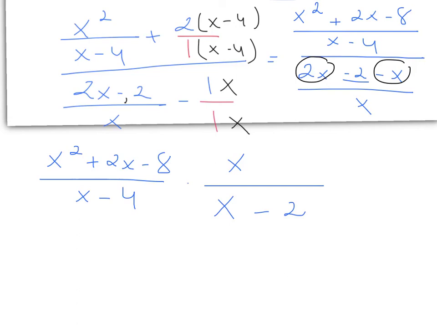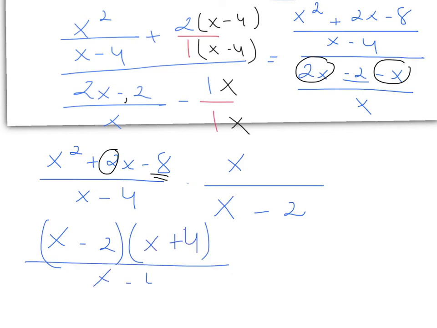We have x squared plus 2x minus 8. Two values, we multiply them, we get negative 8, and we add them up, we get 2, which is negative 2 and 4. So it will be (x minus 2) times (x plus 4) over (x minus 4), times x over (x minus 2). Excuse me. Well, now we have x minus 2 in the numerator and denominator, we can simplify with this.